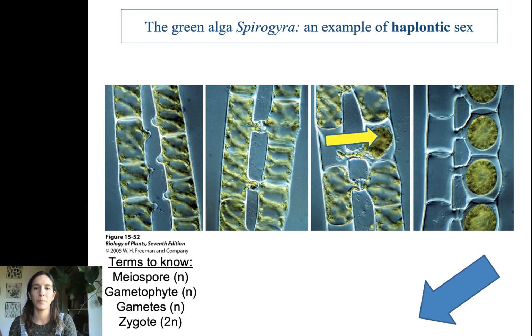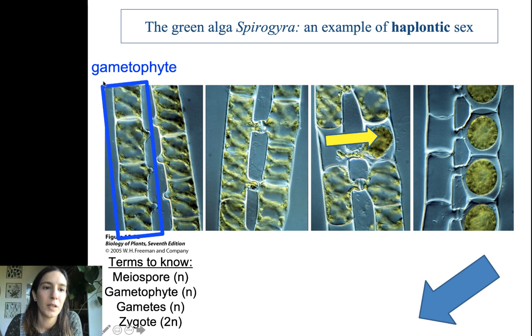Here is an example. This thing is called Spirogyra. It's a member of the green algae, and it's an example of haplontic sex. Remember, haplontic is when the haploid cells go through mitosis. And here are the words that you need to know. We've already talked about gametes and zygotes and gametophyte, actually. Here's a gametophyte filament, and then this is another gametophyte filament, if you will. Gametophyte implies haploid. All gametophytes are haploid. It's part of the definition of a gametophyte.